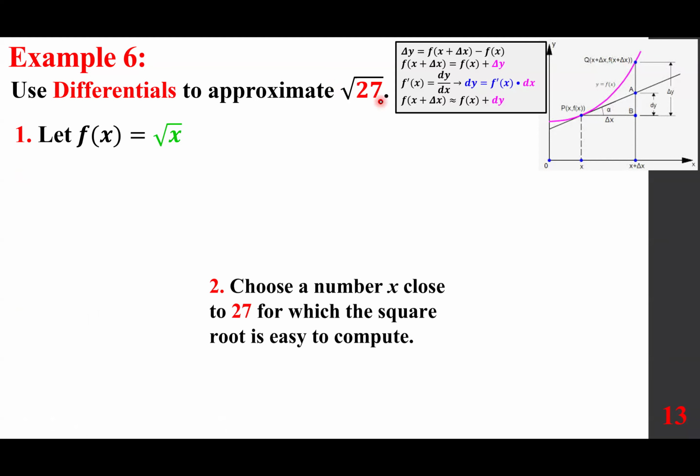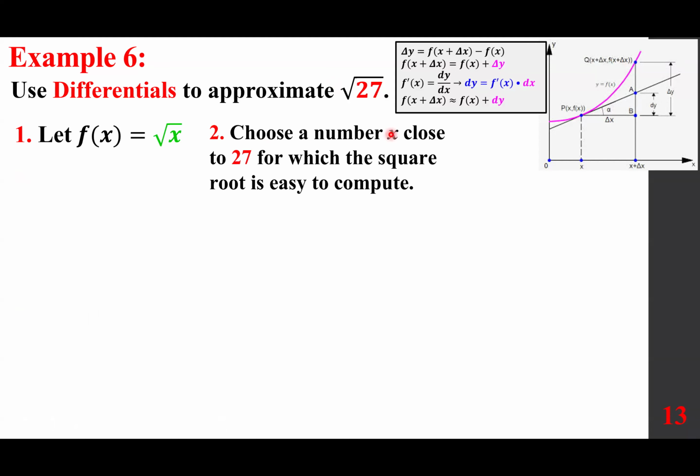Number two, we need a number. Choose a number x close to 27 for which the square root is easy to compute. We all should know square root of 25 is 5. So the choice would be 25 because square root of 25 is 5, and that is the closest one. By the way, everybody should know the answer should be between 5 and 6 because 5 squared is 25, 6 squared is 36, but that is the process.